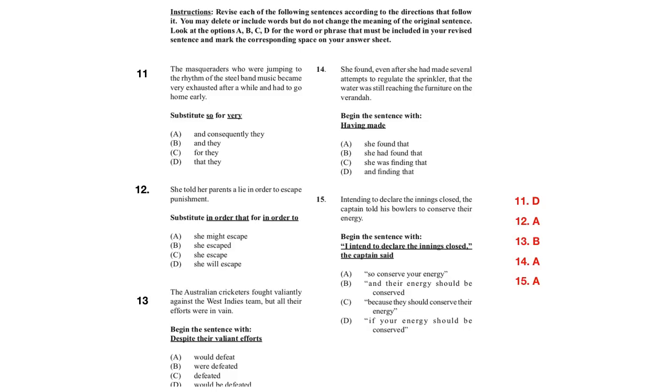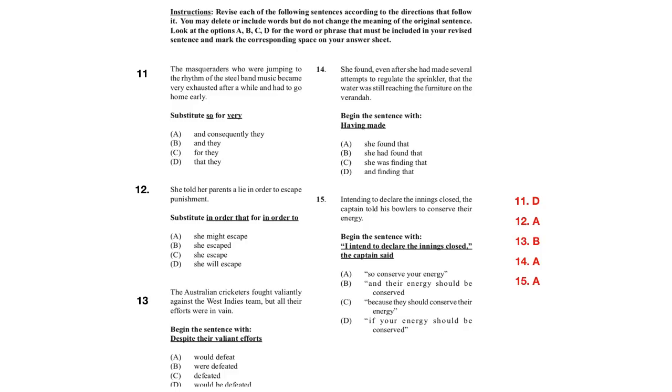So A, 12A. Number 13, the Australian cricketers fought valiantly against the West Indies team, but all their efforts were in vain. So they're saying to begin with, despite their valiant effort. So, despite their valiant effort, the Australian cricketers were defeated. B. They were defeated by the West Indies cricket team. So B there.